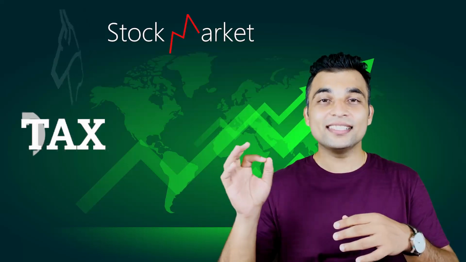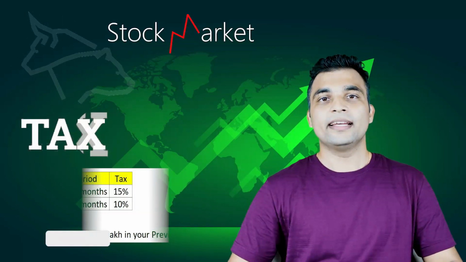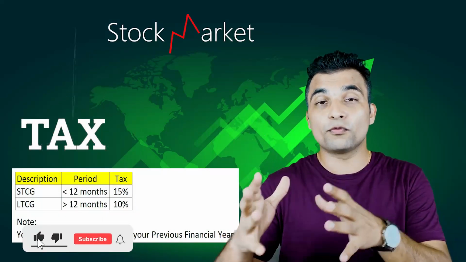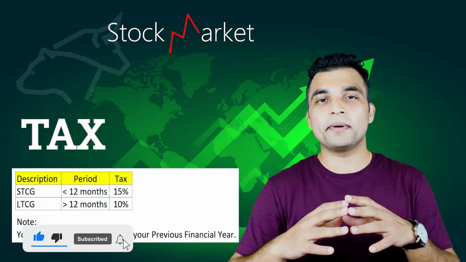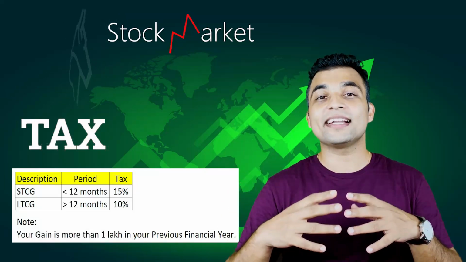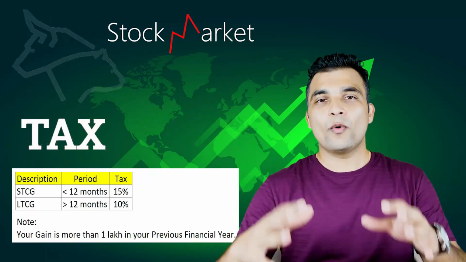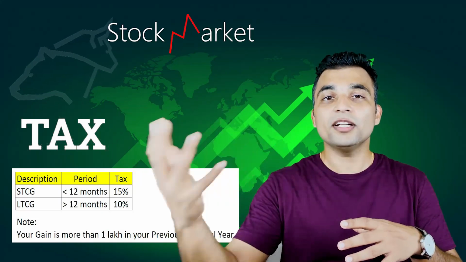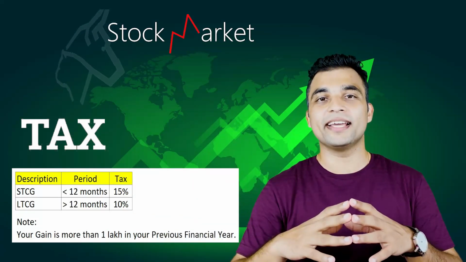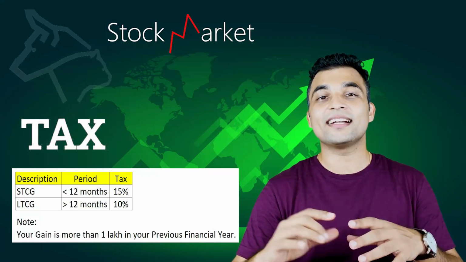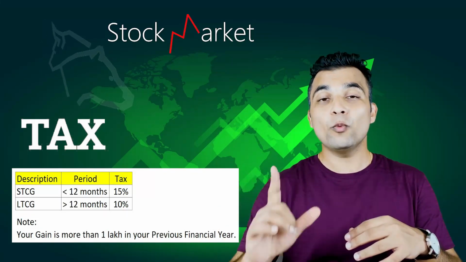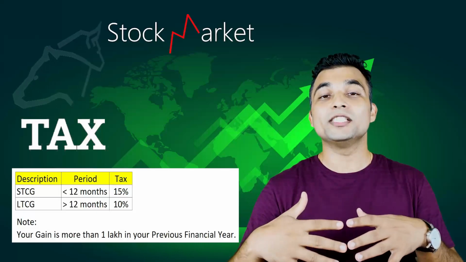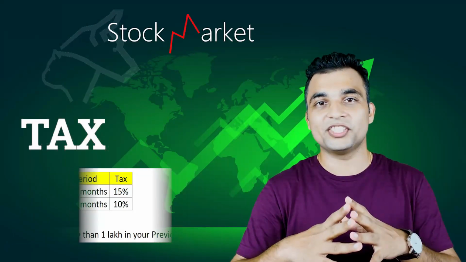The last question that you need to understand is whether you will be taxed when you sell shares. The answer is both yes and no. In case you sell the shares within a period of 12 months, it is called short-term capital gains, and short-term capital gains are taxed at the rate of 15%. Whereas on the other hand, if you do not sell the shares within a period of 12 months, you sell it after 12 months, it is called long-term capital gains, and long-term capital gains are taxed at the rate of 10% only when the gain from your investment is more than rupees 1 lakh in the previous financial year.